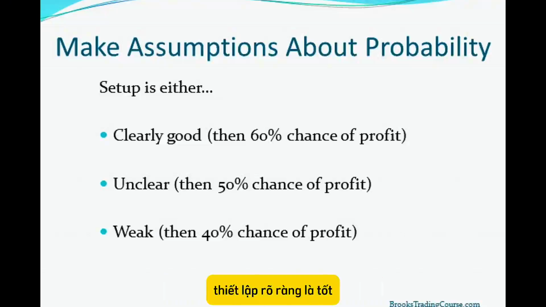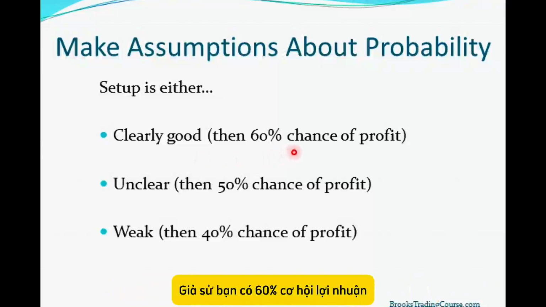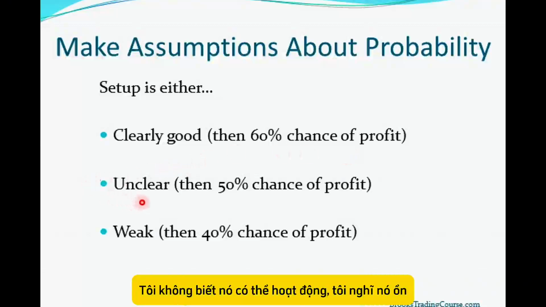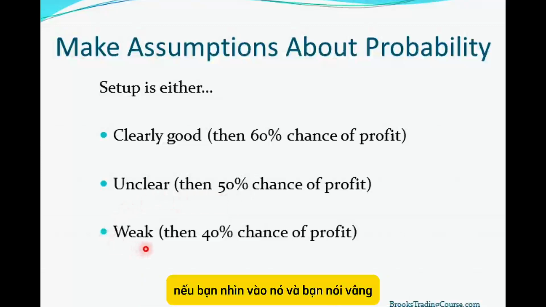You can make assumptions about probability. If the setup is clearly good, you look at it and you say, yeah, I think this is a good trade, assume you have a 60% chance of profit. If you look at it instead and say, I don't know, it might work, I think it's okay, but I'm not sure, then assume probability is 50%. If you say, I understand the logic behind the trade, but I think it's probably not all that good, then use 40% for the probability.